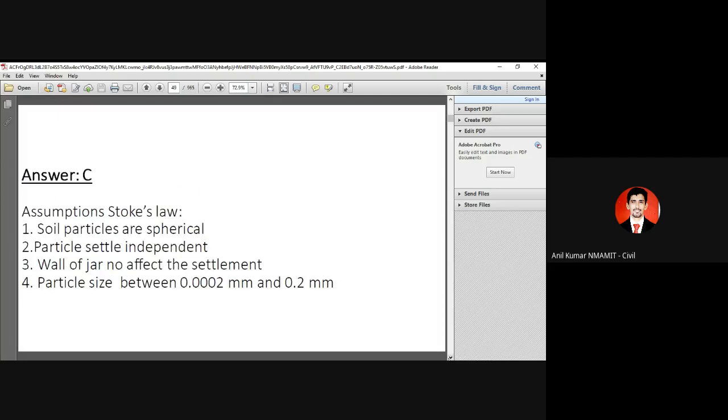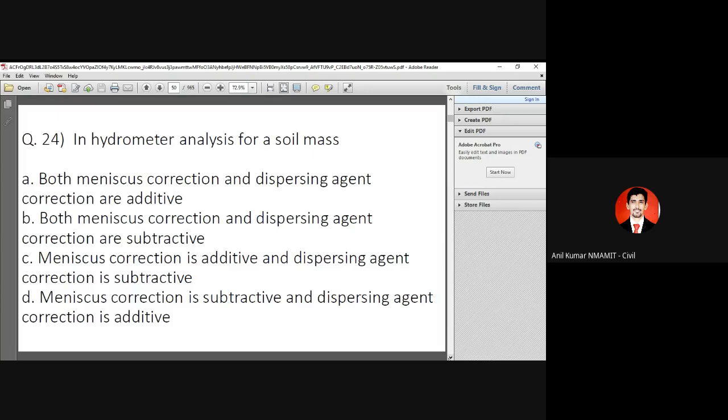Fine. So we'll go with some more questions. In hydrometer analysis for soil mass: both meniscus correction and dispersing agent corrections are additive; both are subtractive; meniscus correction is additive and dispersing agent correction is subtractive; or meniscus correction is subtractive and dispersing agent correction is additive. Fine. I told you in today's class.